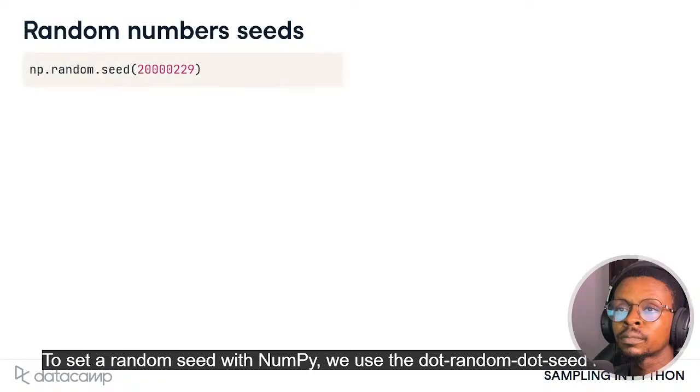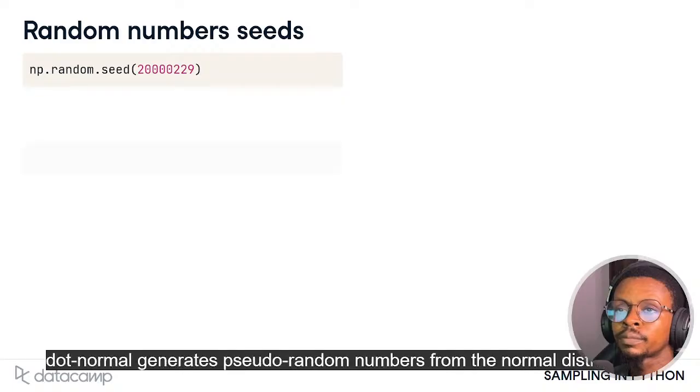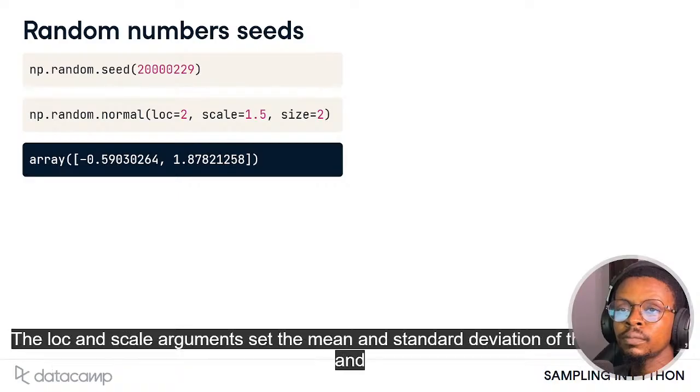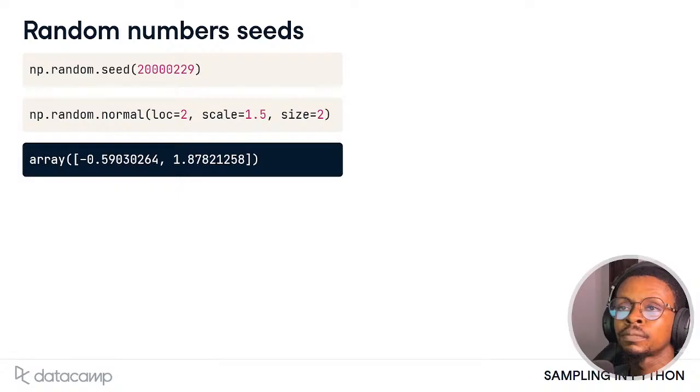To set a random seed with NumPy, we use the .random.seed method. Random.seed takes an integer for the seed number, which can be any number you like. .normal generates pseudo-random numbers from the normal distribution. The loc and scale arguments set the mean and standard deviation of the distribution, and the size argument determines how many random numbers from that distribution will be returned.